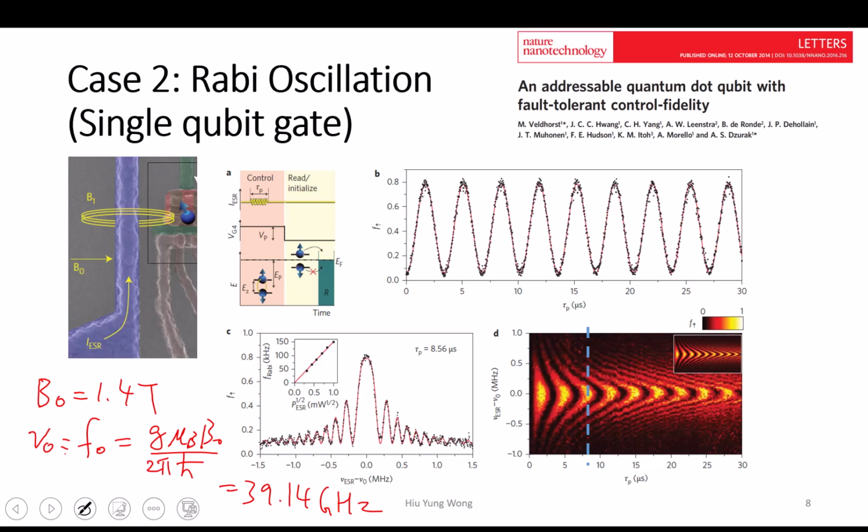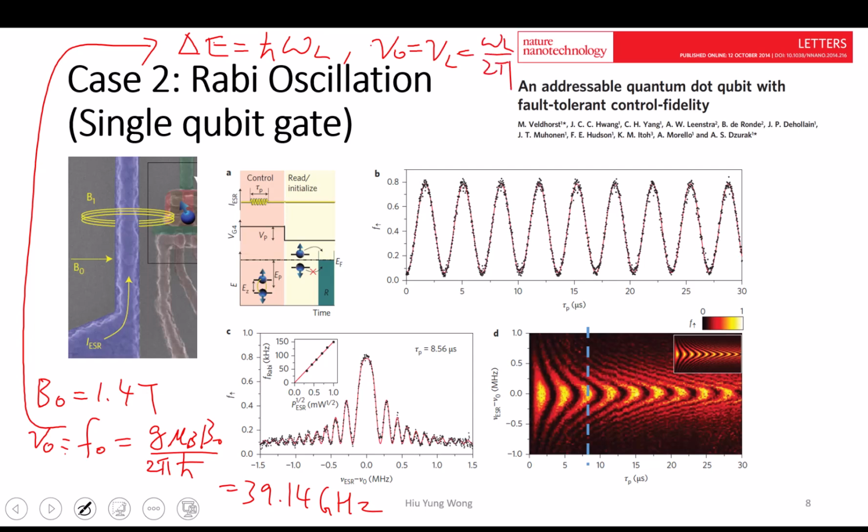And what is this? If it is not clear to you, let me say again. It was the delta E. Delta E equal to H bar omega L, right? The frequency times H bar is equal to the energy. So this nu zero, you can just call it nu L, is equal to omega L divided by 2 pi, right? This is the angular frequency. Divided by 2 pi is the frequency that you get. That's why I need to divide this whole thing by 2 pi. This is the Larmor frequency.